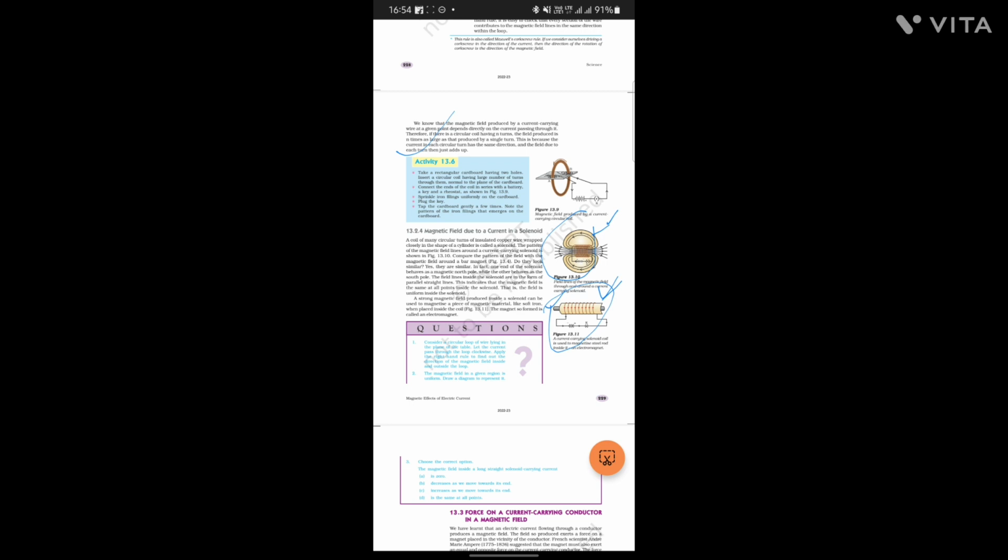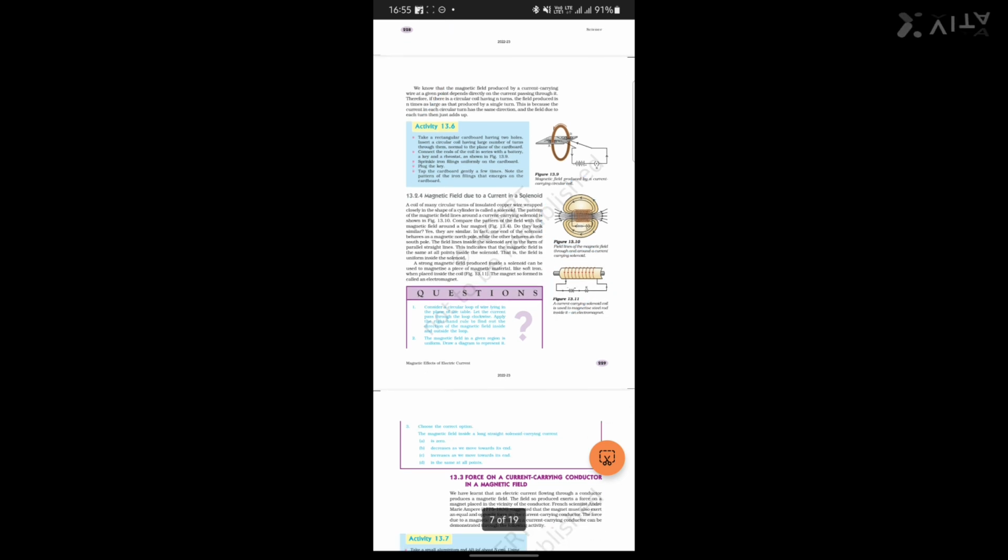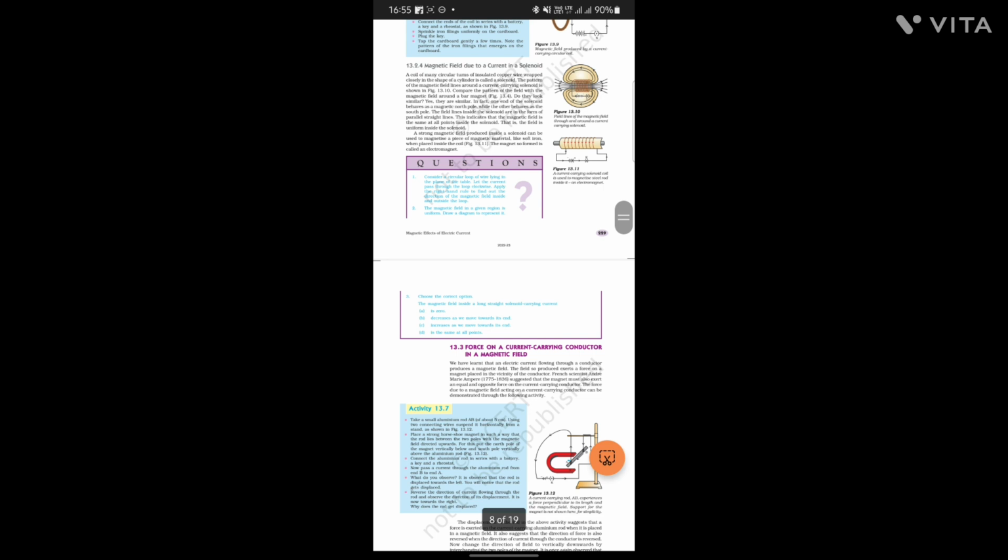A question that came in your exam is: if we suspend a solenoid freely, then in which direction will it point? It's your task to find the answer to this question, and it is an important one. I think it came in 2020 or 2019. So go through it.